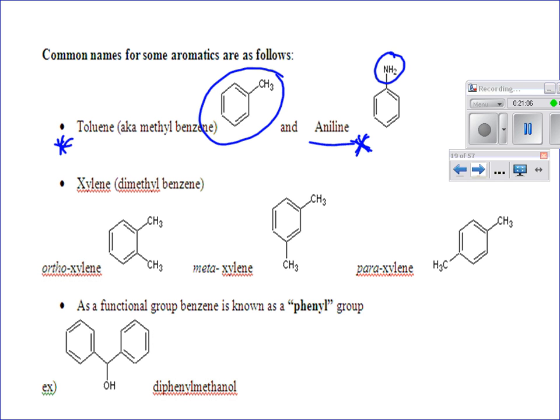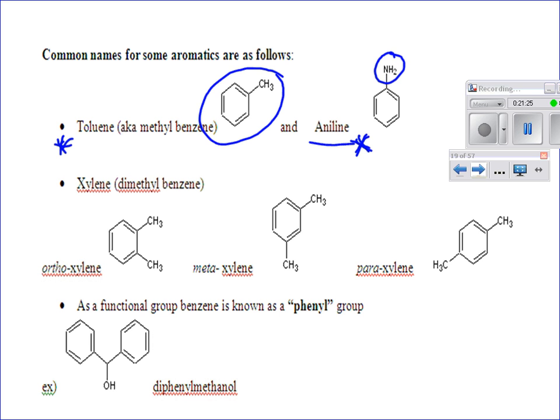You need to know these guys. If I say, name this with the common name, you'll also have to be able to recognize it. If I wrote down toluene and told you to draw it, you need to be able to draw it. Xylene is a dimethylbenzene. You can have orthoxylene, paraxylene, or metaxylene.